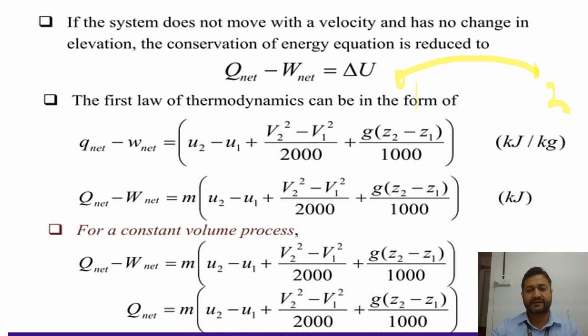In the same manner, what is the change in kinetic energy? (V2 square minus V1 square) upon 2. Similarly, the potential energy change is g (Z2 minus Z1). So this lengthy expression is coming, but it is a very basic and fundamental expression that we will be using a number of times to solve problems in the steady flow energy equation. Clear?